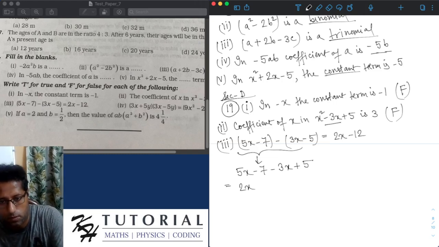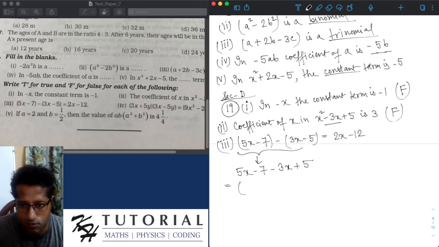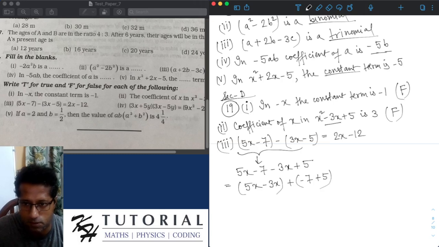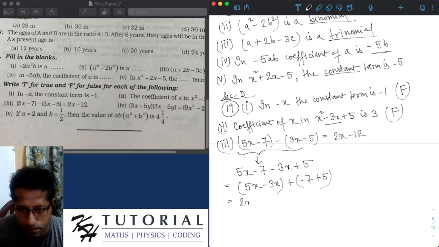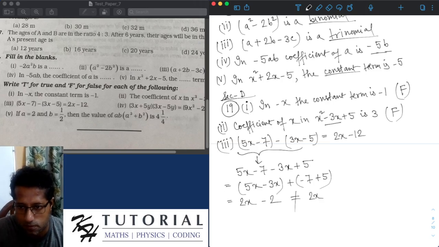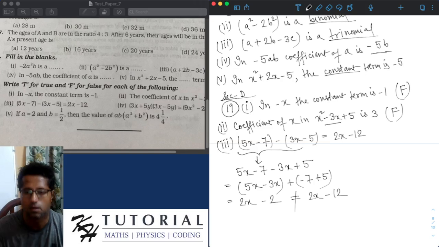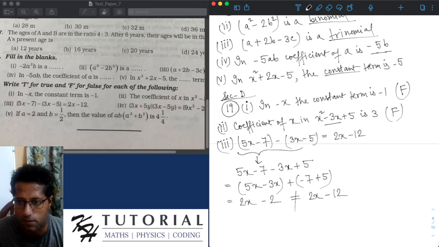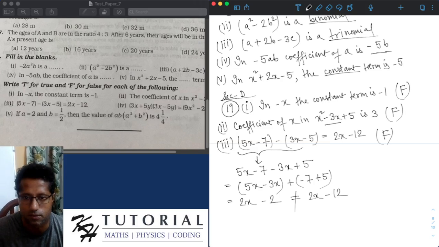So if I do it a little more step by step, we add up the like terms, the x terms, and we add up the constant terms. Now if we add the like terms, 5x minus 3x is 2x, and minus 7 plus 5 is minus 2. So this is 2x minus 2, which is not equal to 2x minus 12. So this is a false statement.